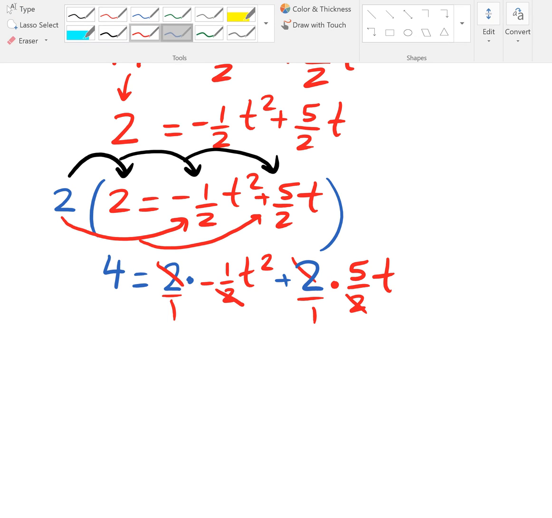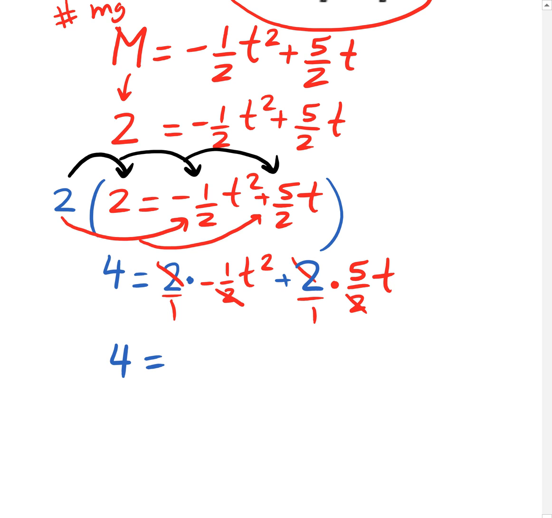So really it ends up just being the numerators that are left. So this guy will just end up being negative 1t squared, or negative t squared. And this guy, since the 2's cancel, all that's left is 5t.